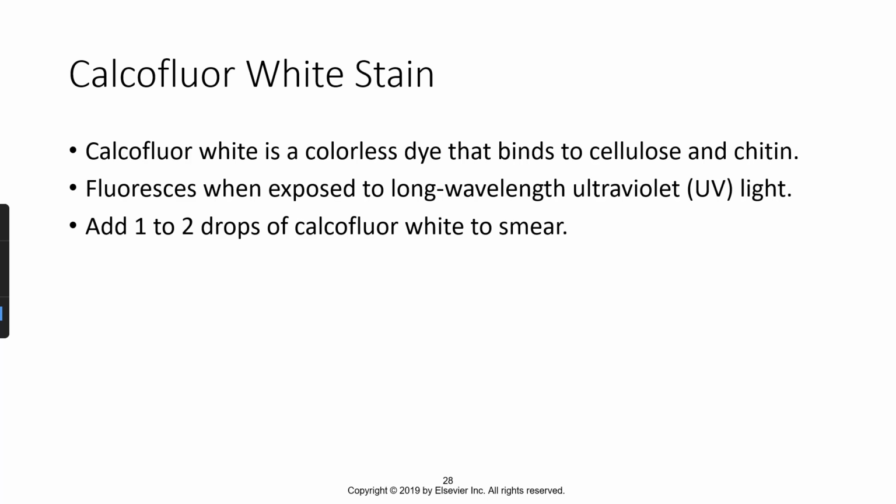The chalcofluor white stain. Chalcofluor white is a colorless dye that binds to cellulose and chitin. Chitin is found in fungal elements. So if you want to look at something under a microscope and you want to ignore the human tissue and illuminate the fungal elements, you would use this staining procedure.